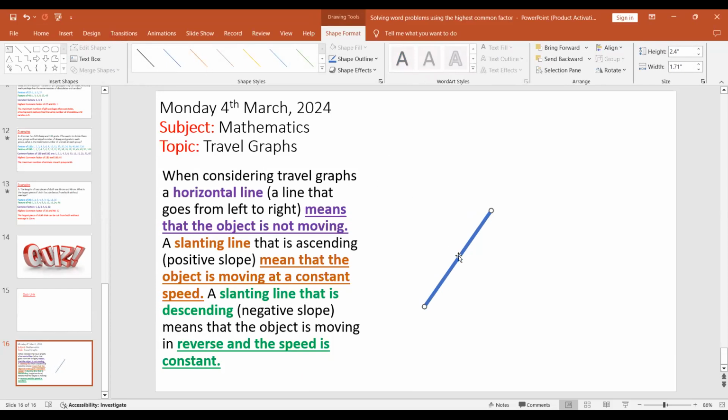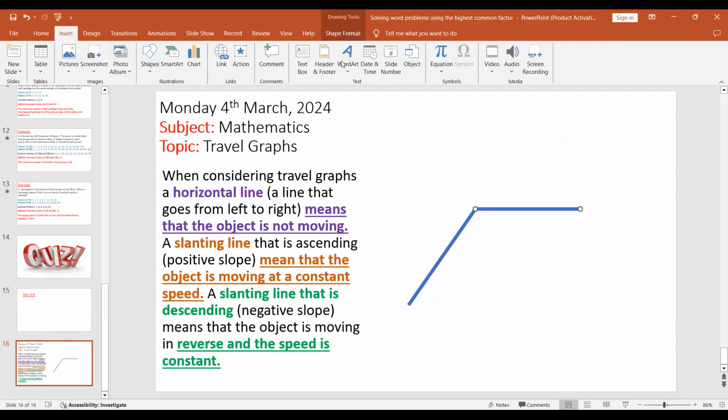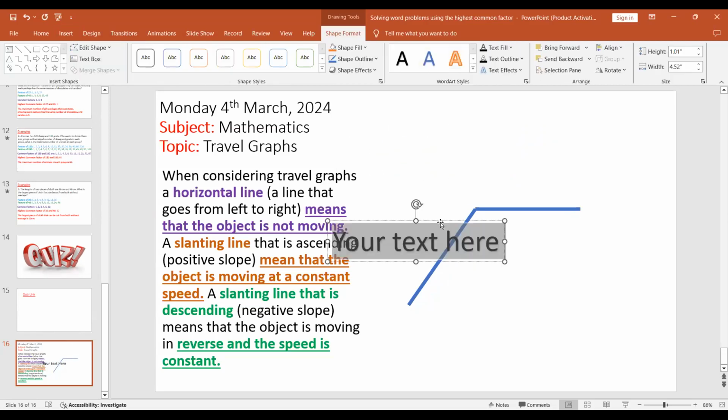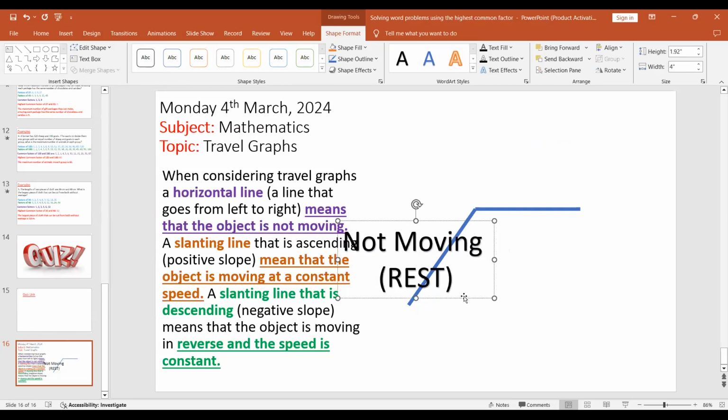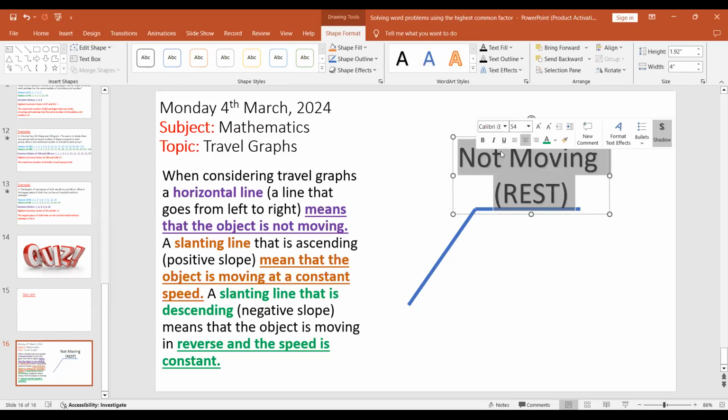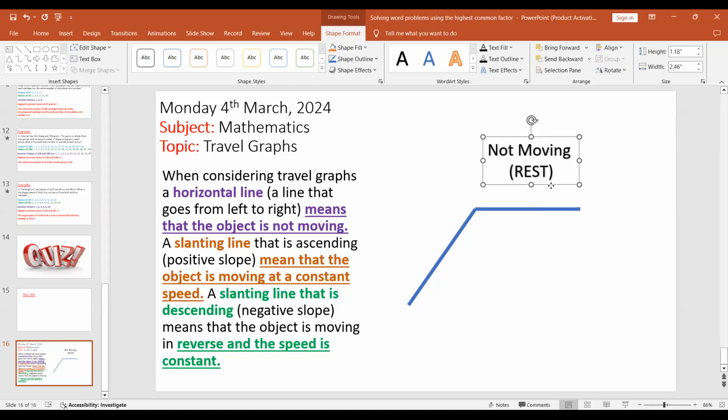Then we have this horizontal line. What does that mean? That means that the object is not moving. What's another word for not moving? Stagnant. It's at rest. So when you have a horizontal line, it means that the object is not moving, it's at rest.